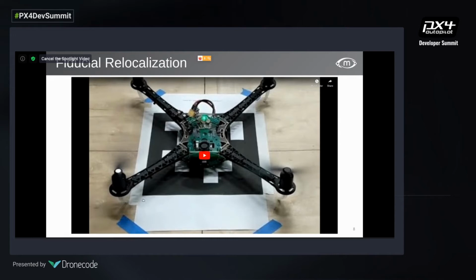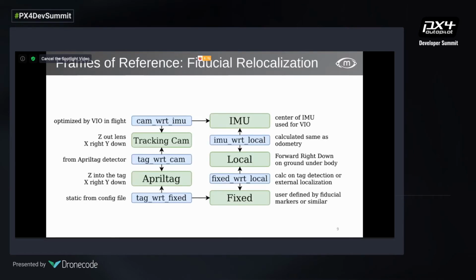But then as soon as it saw the landing pad, it made a correction from local frame to what I like to call fixed frame. Local frame is going to be aligned with wherever your IMU was when VIO initialized, and it's going to be your job to calculate the translation and rotation between the local frame and fixed frame, which is defined by fiducial markers or some similar localization system.